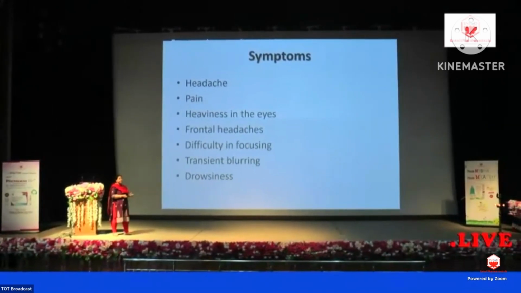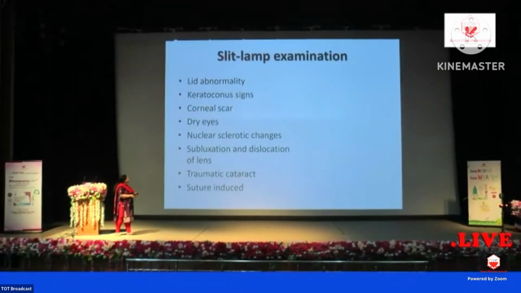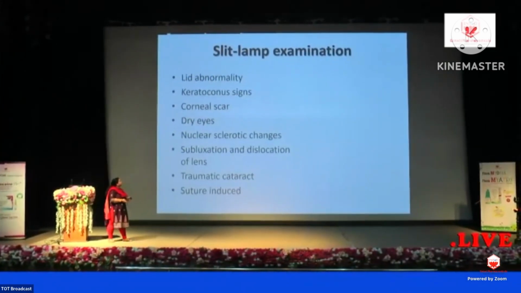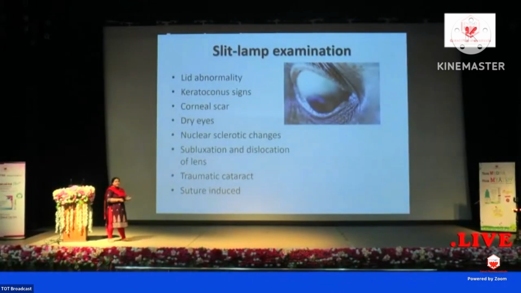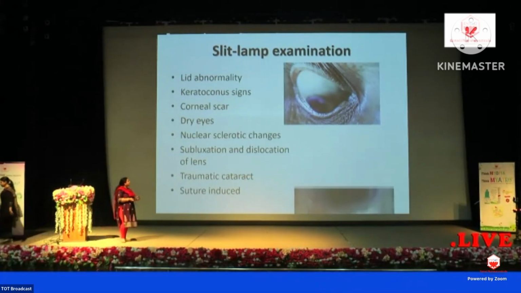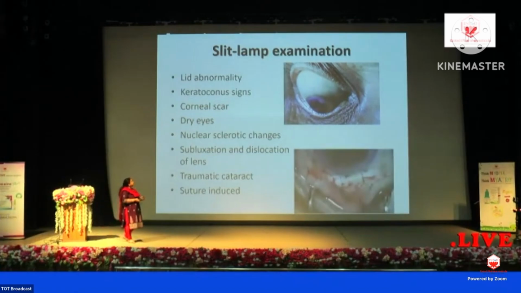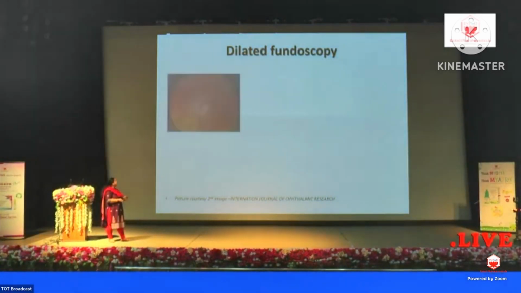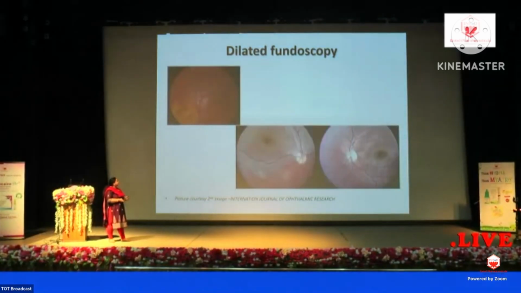Asthenopic symptoms: the patient will have complaints of headache, pain, heaviness in eye, transient blurring of vision, difficulty in focusing. On slit lamp examination, we have to rule out any lid abnormality. We have to look for keratoconus signs, any corneal scar, dryness, any nuclear sclerotic changes, subluxation or dislocation of lens, or whether there is any suture induced astigmatism. On dilated fundoscopy, we have to look for tilted disc and oblique placement of macula.